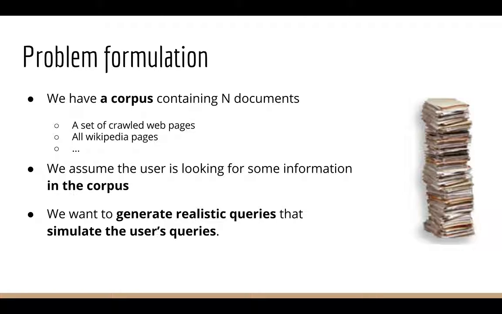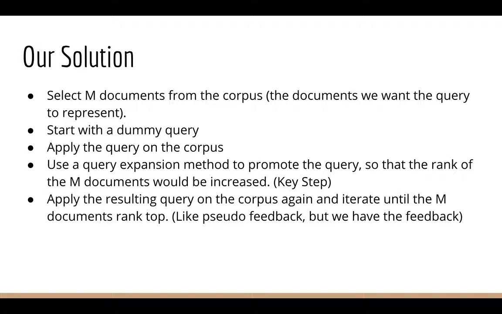We can assume that the user is looking for some information in the corpus. Our goal is to generate realistic queries that simulate the user's queries. I will go into more detail in the solution here. We select M documents from the corpus, meaning that these M documents are the documents that we suppose the user wants to find. We start with a dummy query, and we apply the query on the corpus.